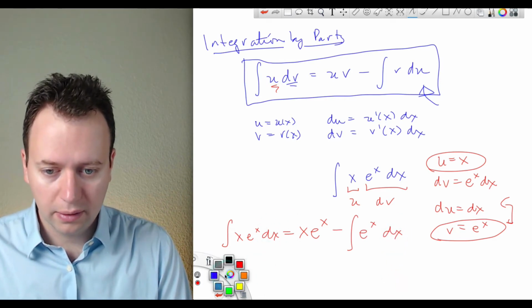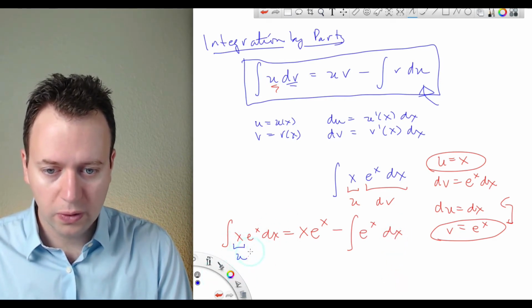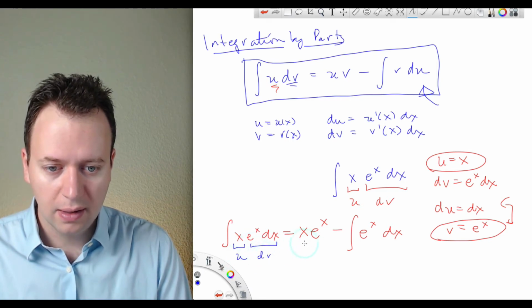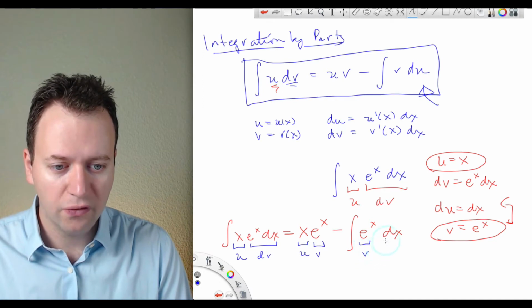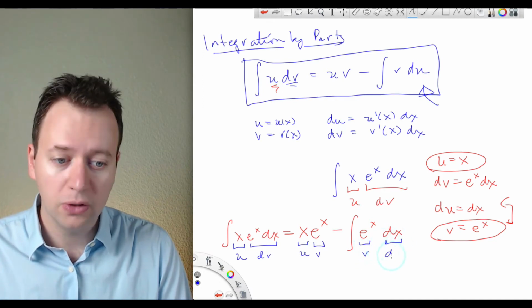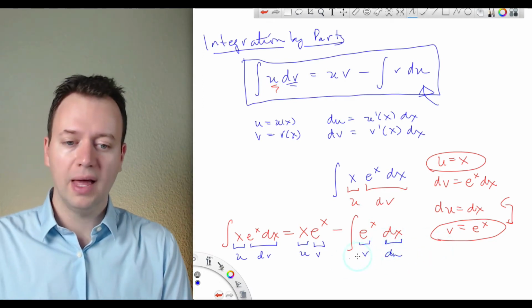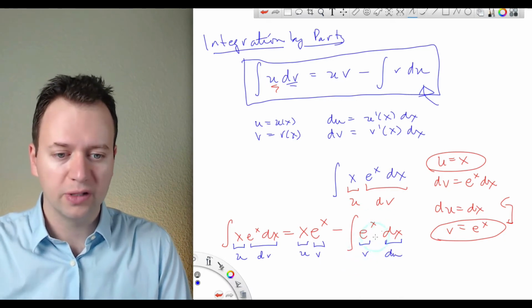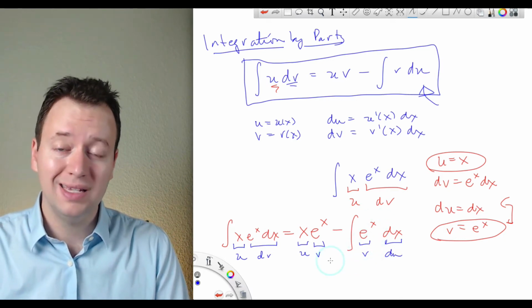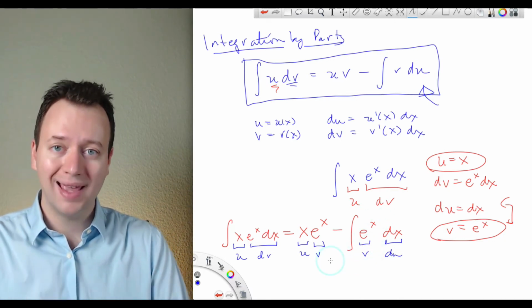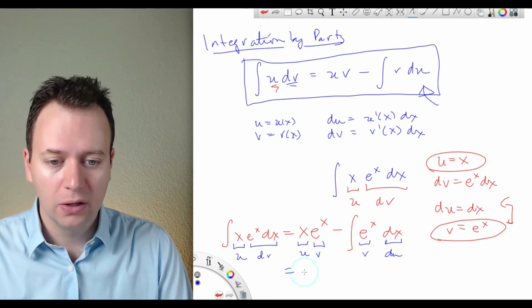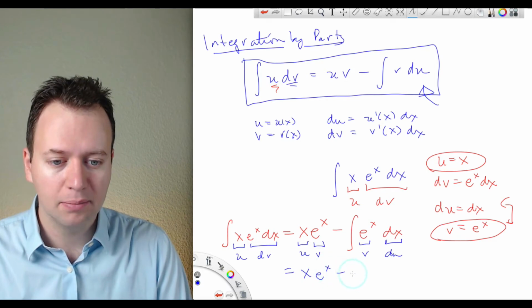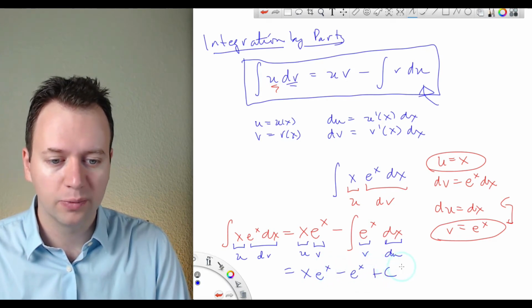So this was u, this is dv, and it's equal to u times v minus the integral of v, and then du is just dx. So that's how you would apply the formula for something like this. Now the integral of e to the x dx we can solve because we know the integral of e to the x is just e to the x. So we get x e to the x minus e to the x, and of course plus c.